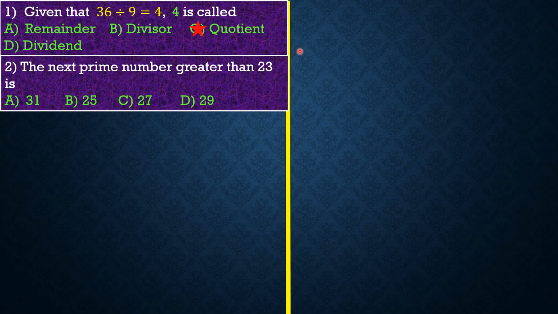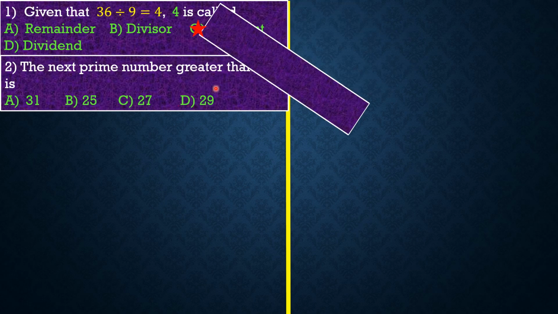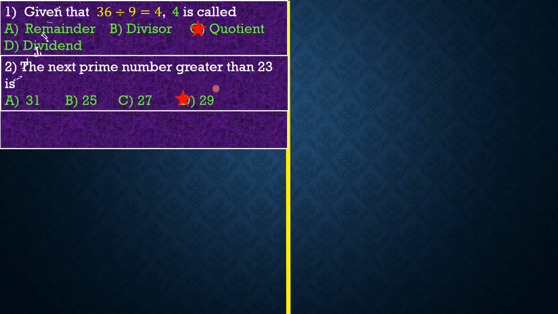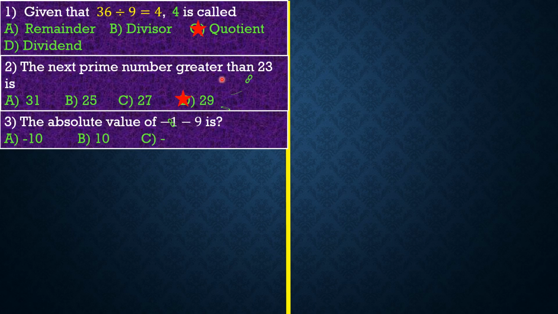So after 23, the next prime number is, if we count up from 23: 24 is not a prime number, 25 is not, 26 is not, 27 is not, 28 is not. The only answer we can have here that is a prime number is simply D, 29, because 29 is the next prime number after 23.